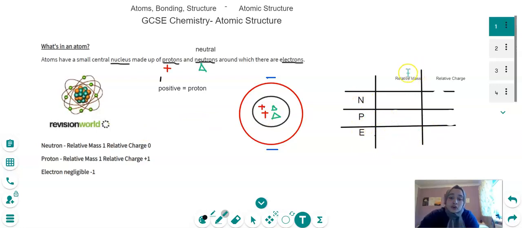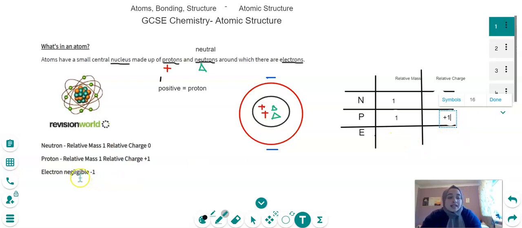And then at the top here, I've got relative mass and relative charge. So we've said here the relative mass of a neutron is equal to 1. And then the relative charge is equal to 0, meaning it has no charge. It's not positive and it's not negative. The proton, however, also has a relative mass of 1, but it has a relative charge of +1. So it has a positive charge.